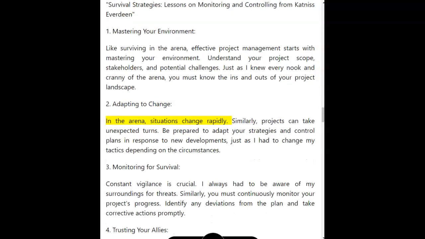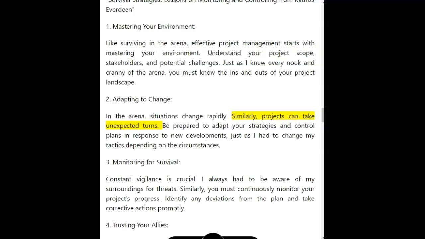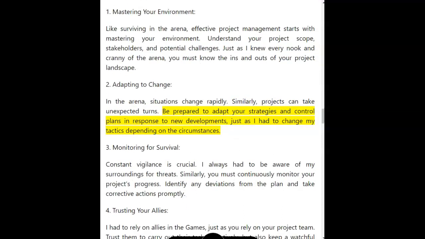2. Adapting to change. In the arena, situations change rapidly. Similarly, projects can take unexpected turns. Be prepared to adapt your strategies and control plans in response to new developments, just as I had to change my tactics depending on the circumstances.